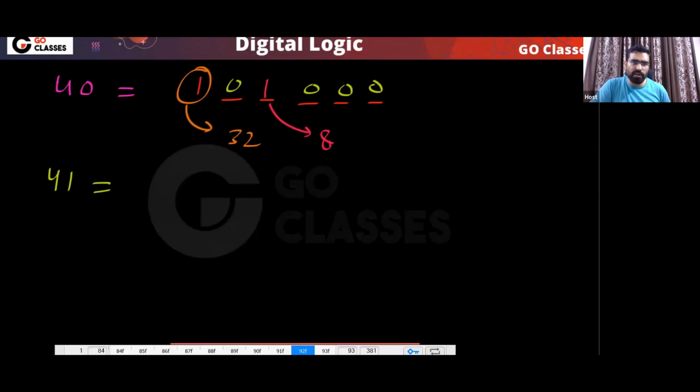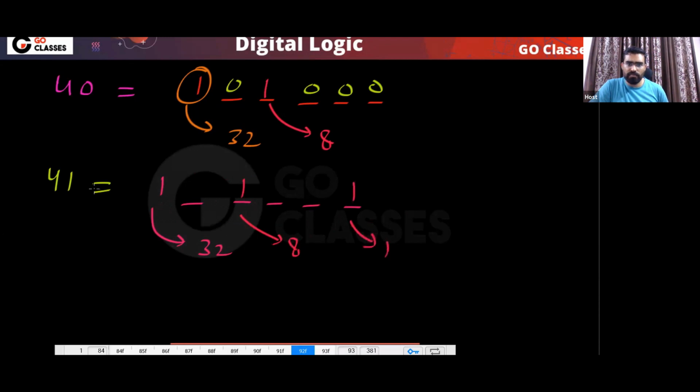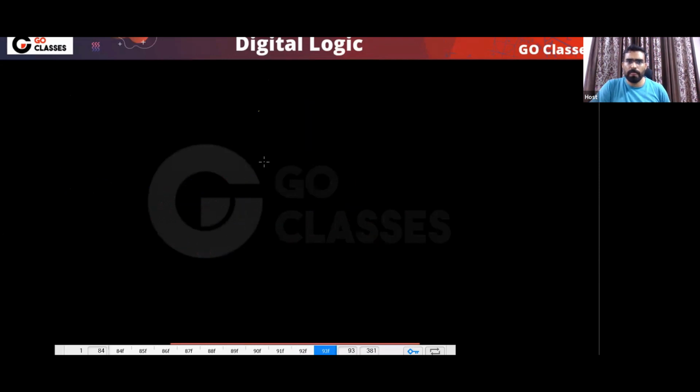Let's find out 41. Again the same thing. This will give me 32 because there are five places here. This will give me 32, and this will give me 8, and this will give me 1. So like this you can do. Very simple. Like this you can find the binary of any number, whatever number I ask you.